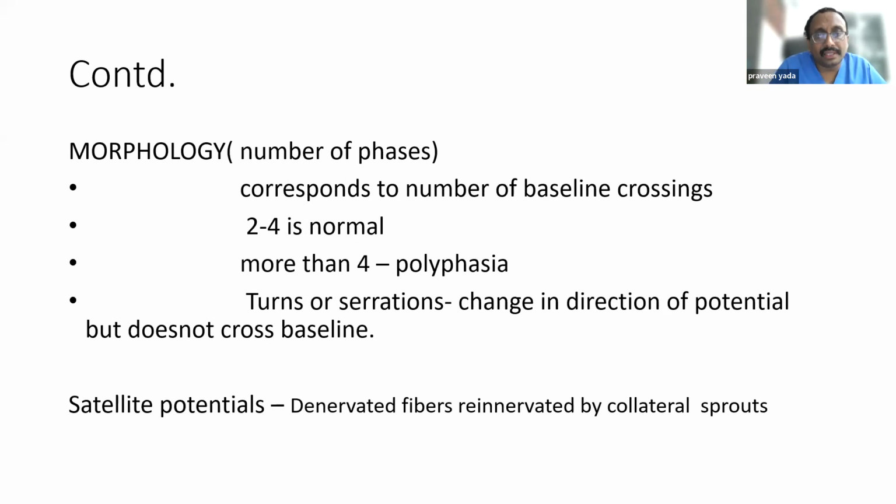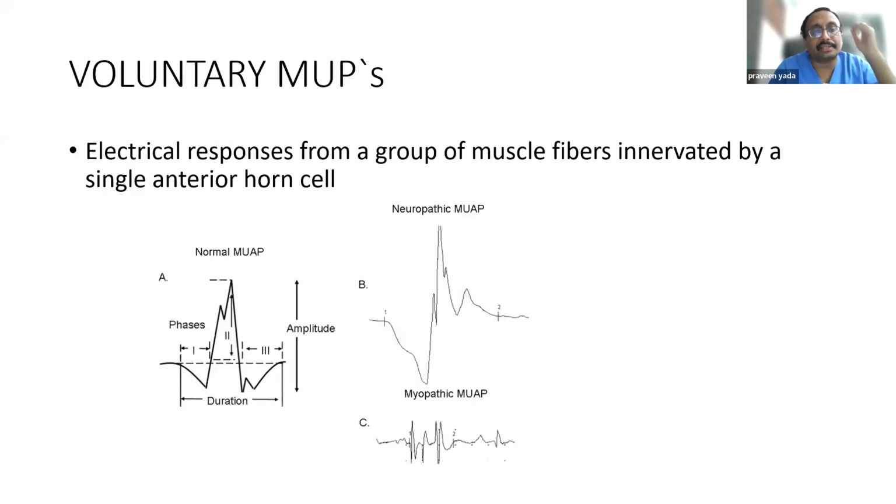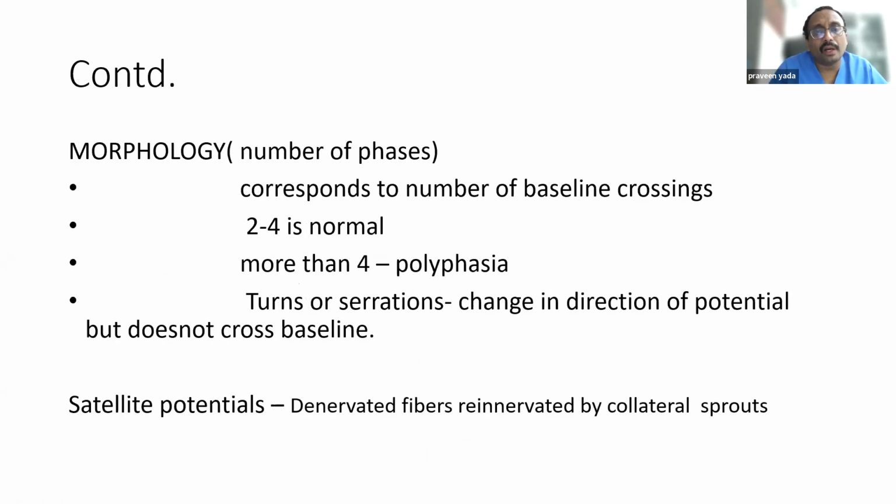The other important thing is, what do we mean by a phase? The number of crossings of the baseline by the electrical activity is called a phase. For example, you see here there is one crossing, again a second crossing, and a third crossing. Three times the activity has crossed the baseline. These are called phases. In a normal muscle, we can have about 2 to 4 phases. More than 4 phases is called polyphasia.